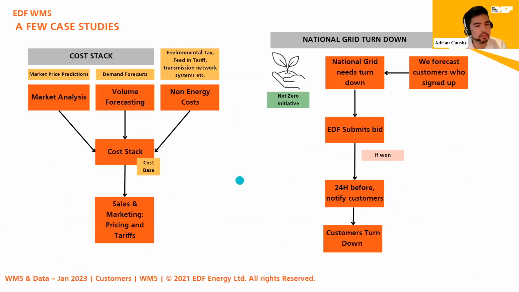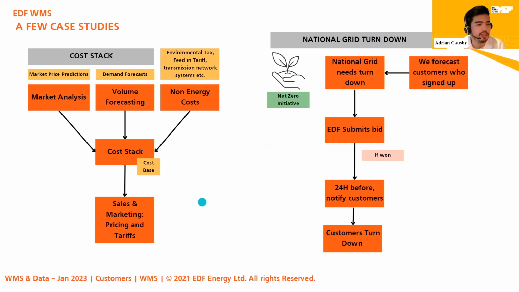So for example, we've got a team, the team's called Cosstack, and just having a look at some of the flows. We've got market analysis, they're another team, and volume forecasters, they're another team. The market analysis, for example, provides price predictions. We call them forward curve predictions. And volume forecasters, they produce demand forecasts. And Cosstack also takes in costs such as the non-energy costs. So this is your transmission network system costs, A to B like I said earlier, environmental tax. And you'd be surprised, there's actually quite a lot of costs that stack up, right?